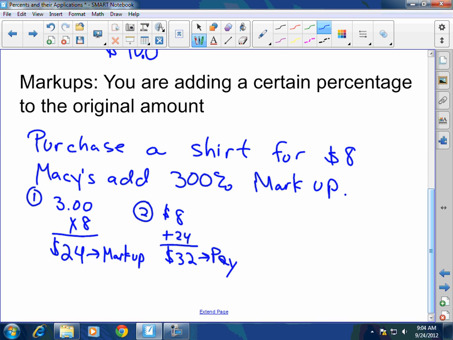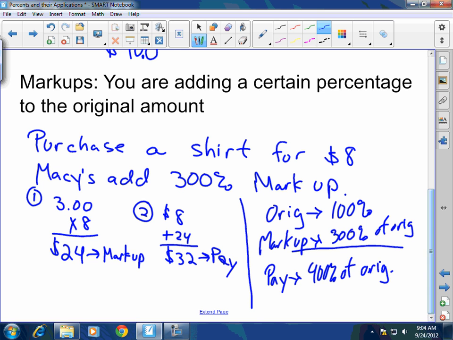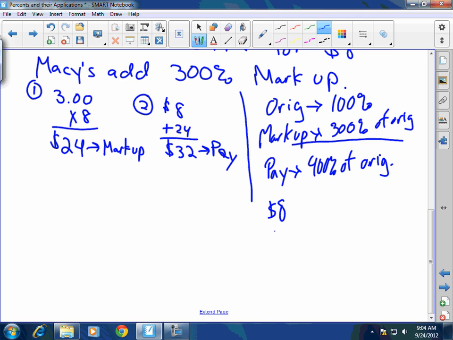So you pay $32. The easier way, in my opinion, is the shirts cost Macy's, the original, 100% of the value. Macy's is going to add a markup of 300% of the original. So in total, we're going to pay 400% of the original. If you do it this way, $8 times 400% increase, which is 4.0, equals $32 in one step.